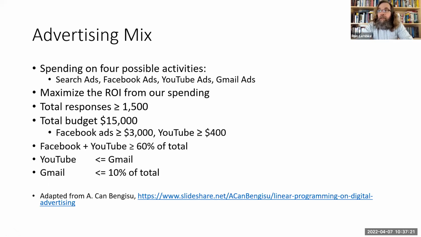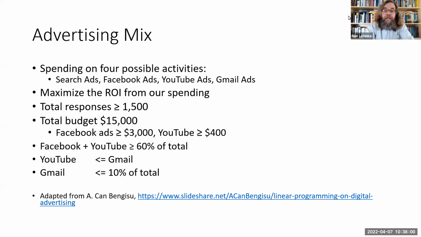So we're going to consider these four categories of advertising. We're going to consider search ads, Google, etc., Facebook, YouTube, and Gmail. You could add in whatever other media outlets you might like to consider, billboards if you're old school, TikTok, whatever. If you have the numbers, we can make the analysis. And our goal is to maximize the return on investment of our spending. We want to get as much return on our investment as possible.